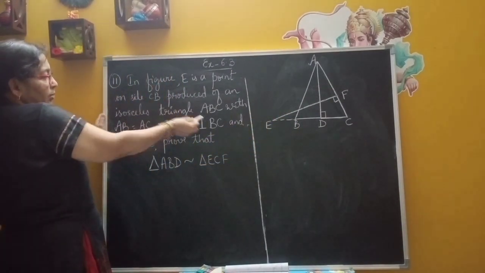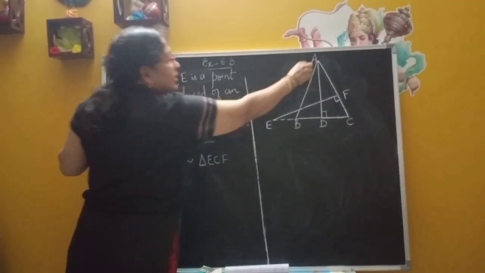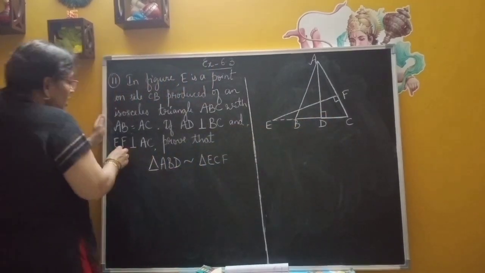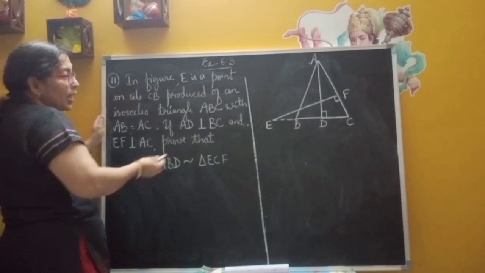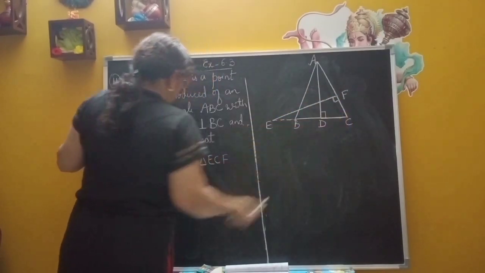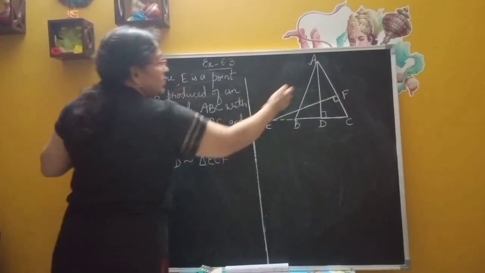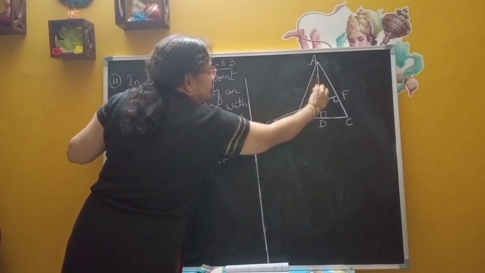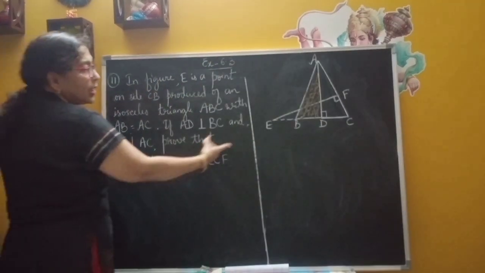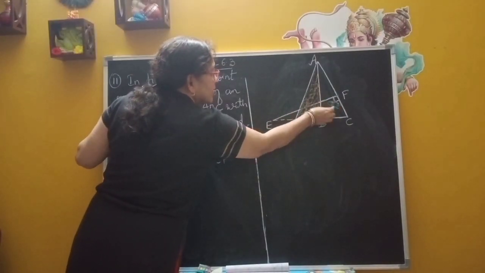Now here, AD is perpendicular to BC, that is making 90 degrees with BC, and EF is perpendicular to AC, this is also making 90 degrees with AC. Prove that triangle ABD is similar to triangle ECF.